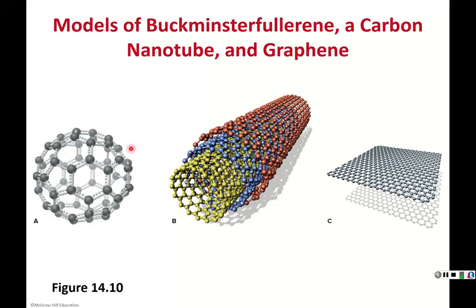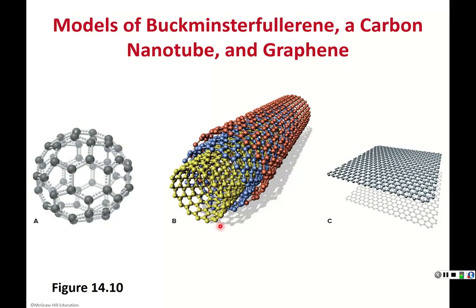The other allotrope we mentioned are fullerenes, and it's short for Buckminsterfullerene. Buckminster is the person that discovered these compounds. So we have here a buckyball. That's the Buckminsterfullerene that was first discovered. C60. So there's 60 carbons here, and it looks kind of like a soccer ball. It's kind of an alternating pattern of hexagons and pentagons.